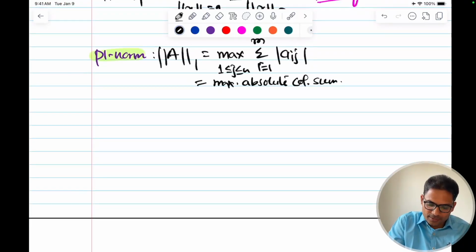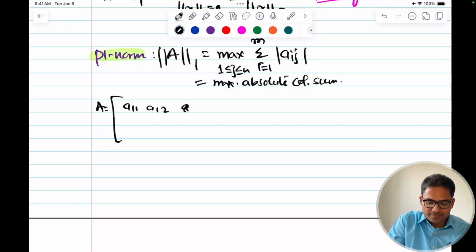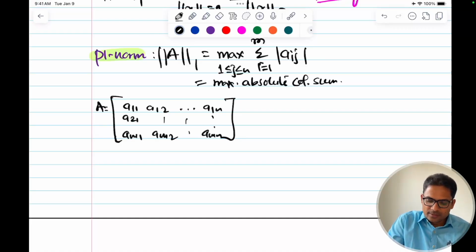For example, you know the matrix, right? So A is equal to A11, A12, like this, till A1n, n columns, and here A21, like that, down to Am1, like this. This is your m cross n matrix.